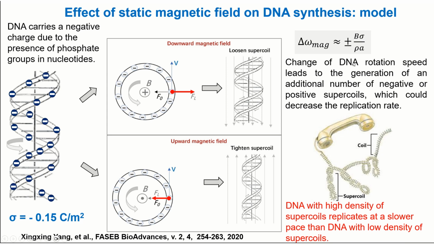This increase in DNA rotation speed leads to the generation of an additional number of supercoils. There is an analogy with the creation of supercoils in a phone cable. It's evident that DNA with a high density of supercoils replicates at a slower pace than DNA with a lower density of supercoils. This fact explains our in vitro experimental results with cancer cells.